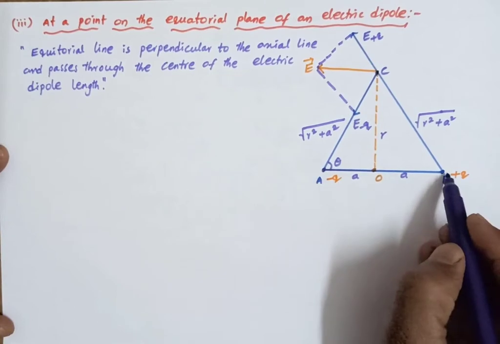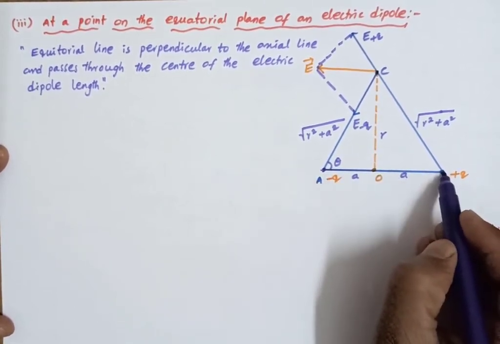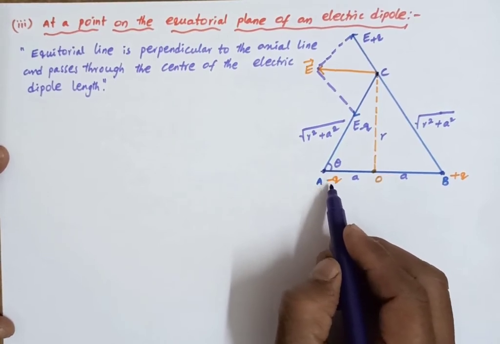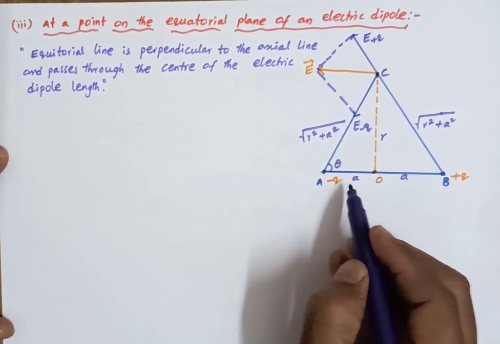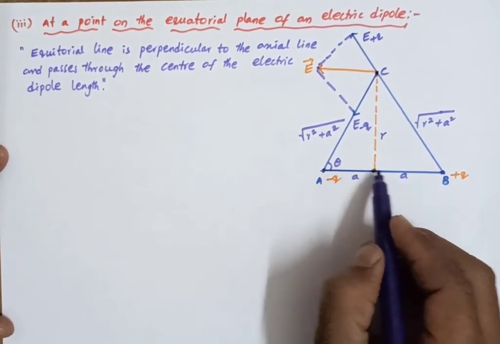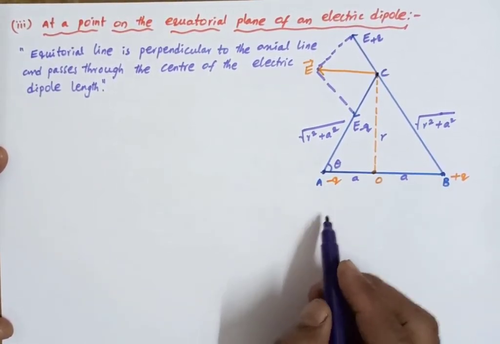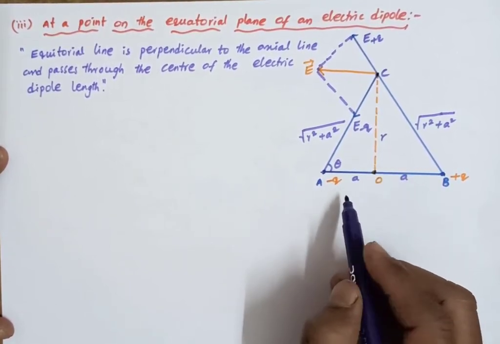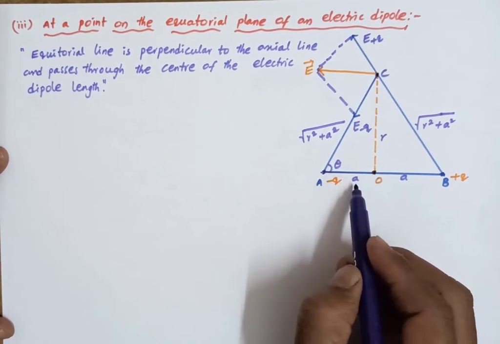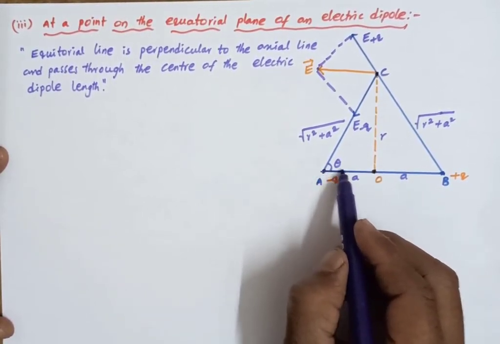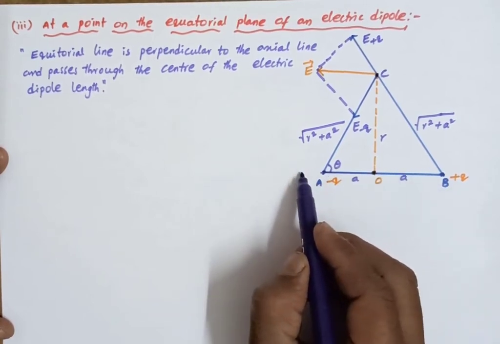So consider AB is the electric dipole. Here at point A we keep a minus q charge, and at point B a plus q charge. These are separated by 2a distance. This is the center of the dipole, O. So what is the distance? OA equals a and OB also equals a. So this is the axial line.